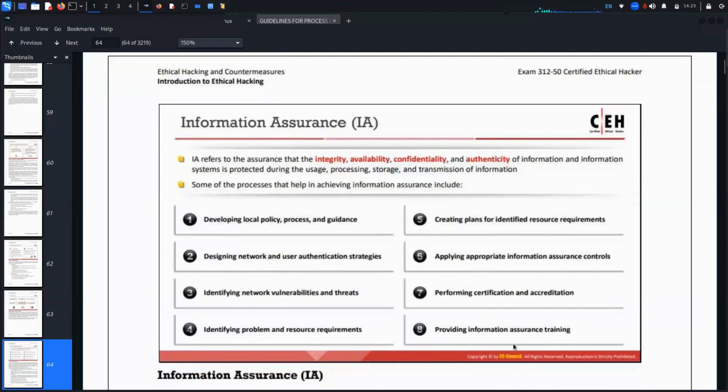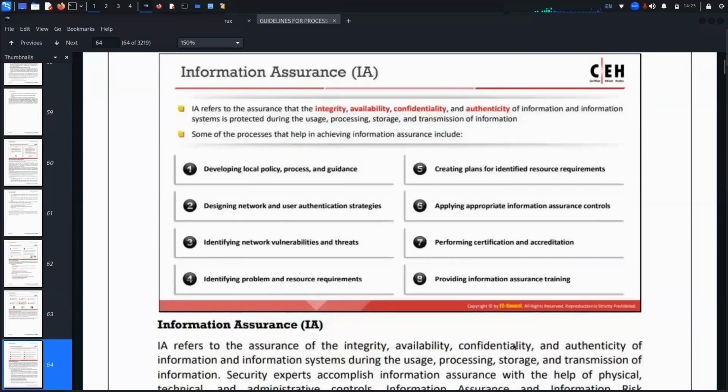Providing information assurance training. So training your employees also comes in the field of ethical hacking, because training is a crucial part of it in organizations. The first thing that you do after entering an organization is a security training. Do not click on spam email, do not open malicious websites, and so on.